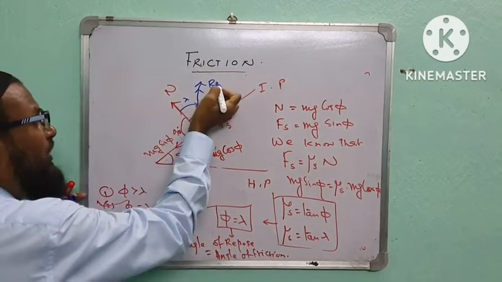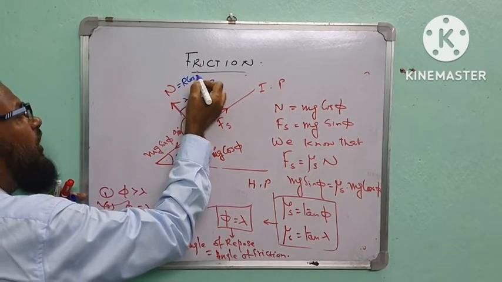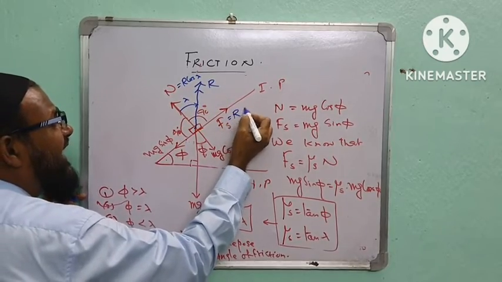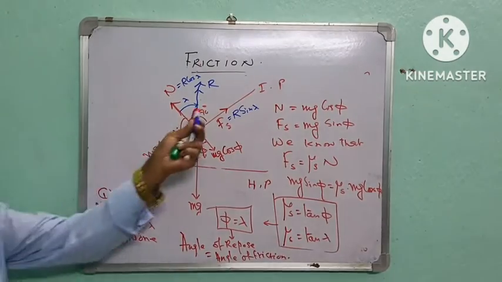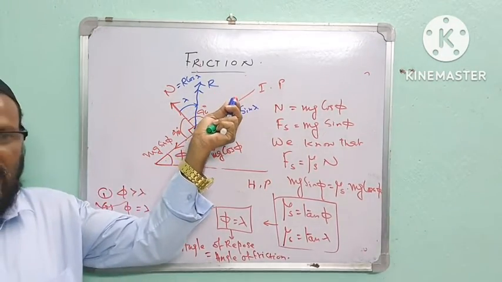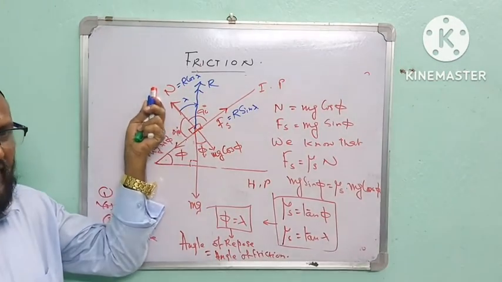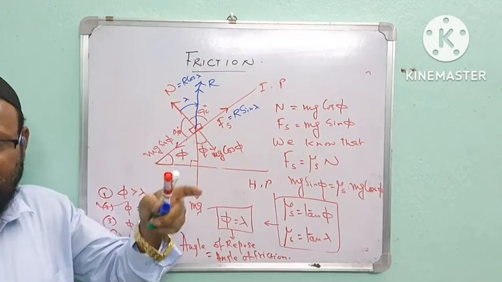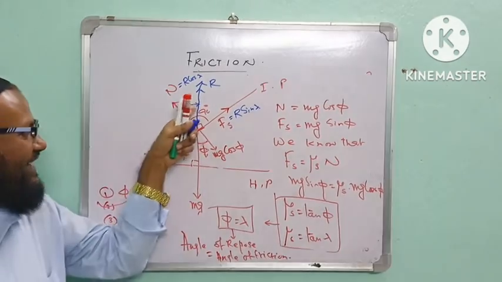What is the component of R in this direction? Sir, R cos lambda. What is the component of R in this direction? R sin lambda. Please be careful. What is R? R is the resultant of L and A phase. This angle is known as angle of friction. What is the definition? It is the angle between R and A.